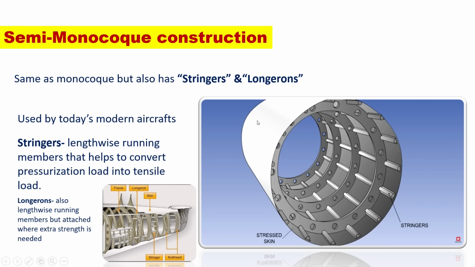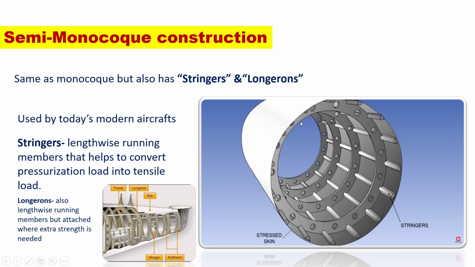The next one that is used by modern aircraft is semi-monocoque construction. Semi-monocoque construction is like monocoque. It again has frames and formers. It has stressed skin, but along with this, it has stringers. These are the stringers, the lengthwise running members that are there to resist the tensile load that we studied earlier. So it is used by modern aircraft. Stringers are lengthwise running members that help to convert pressurization load into tensile load, as we studied. And along with the stringers, it also has one more thing, that is longerons.